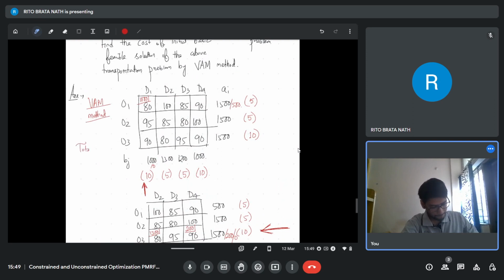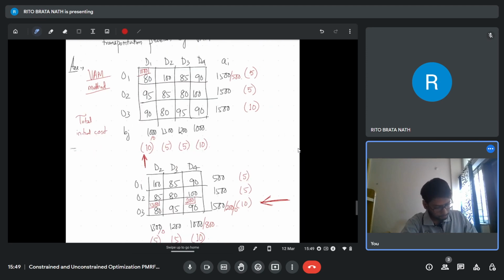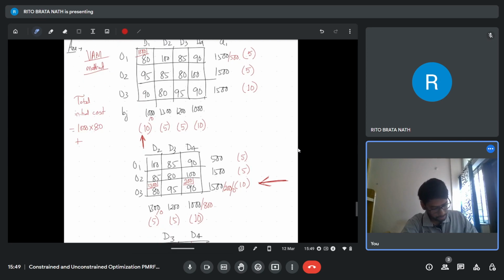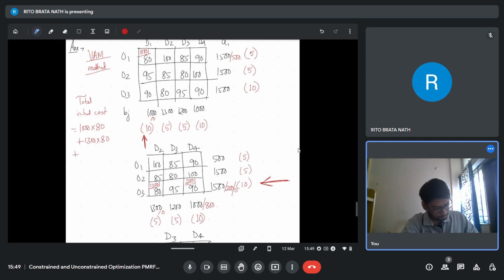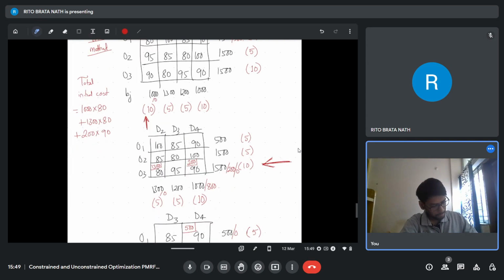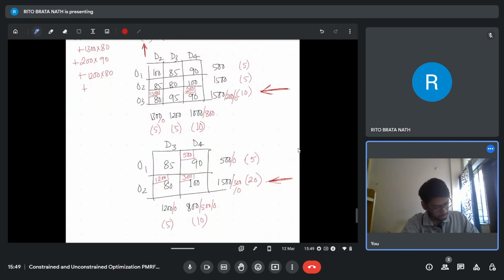Total initial cost. This is 1000 times 80 plus 1300 times 80 plus 200 times 90. Then you have 1200 times 80 plus 300 times 1000.